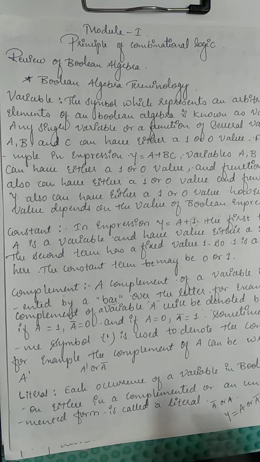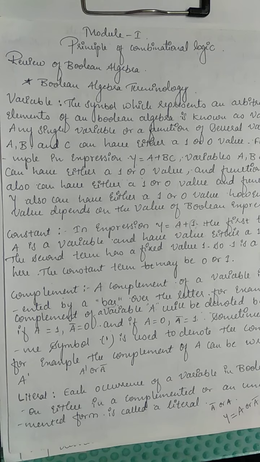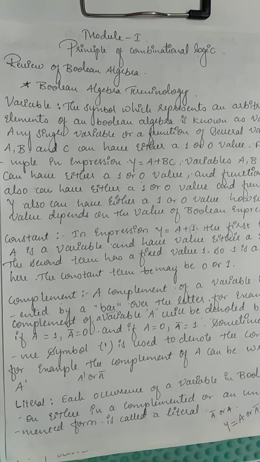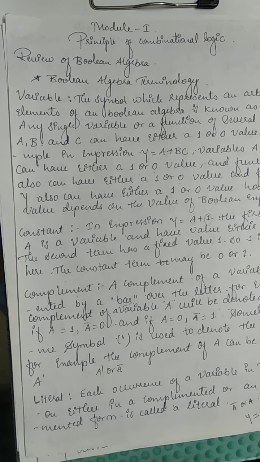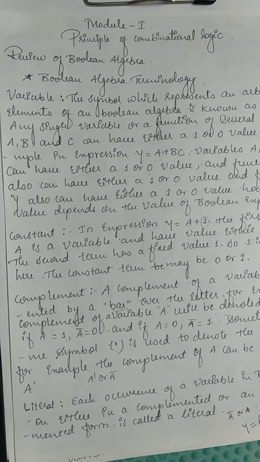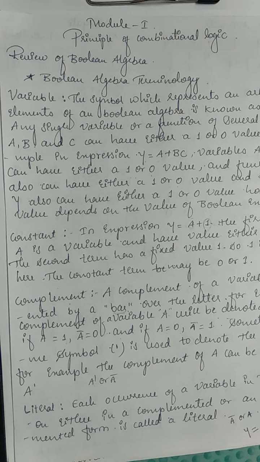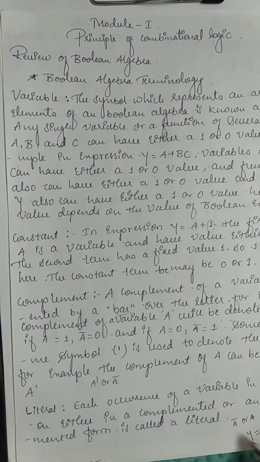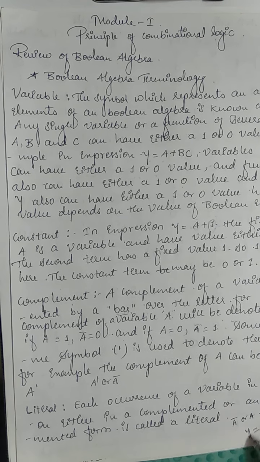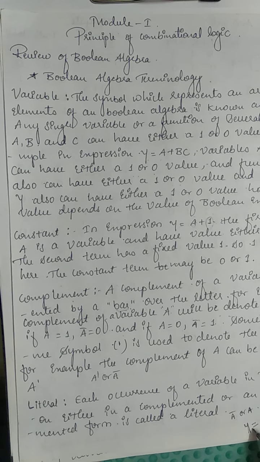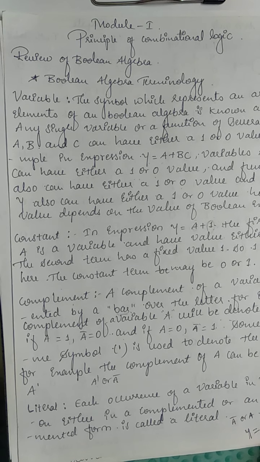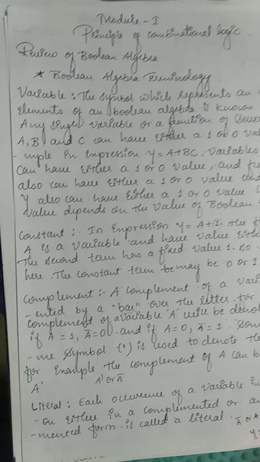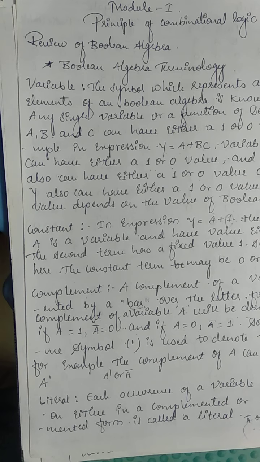And under the literal, we have studied the occurrence of the variables in Boolean functions, either in a complemented or in an uncomplemented form, and that is called a literal. For example, the expression is A or A bar. So a literal totally depends on the complement.